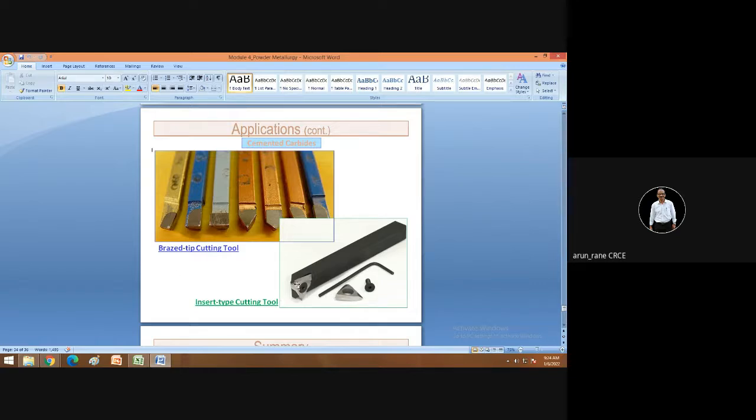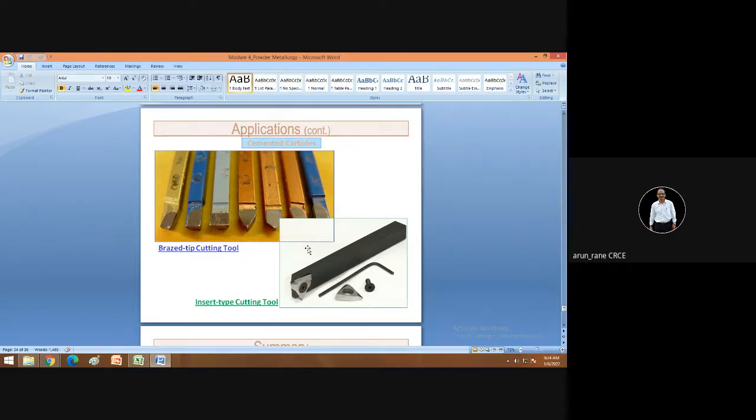Now these are the inserts which you might have seen on CNC machine. You can see here a screw. So these are called indexable inserts. Indexable insert means this particular insert has three cutting edges, one, two, and three. So once one cutting edge is blunt, then you have to unscrew it and use the second, then use the third.